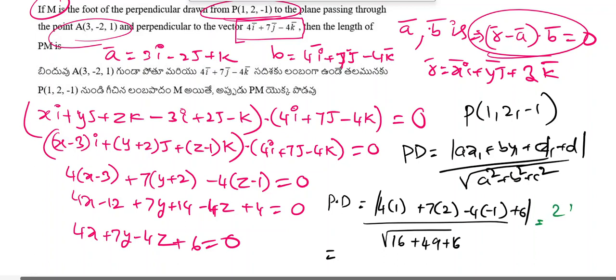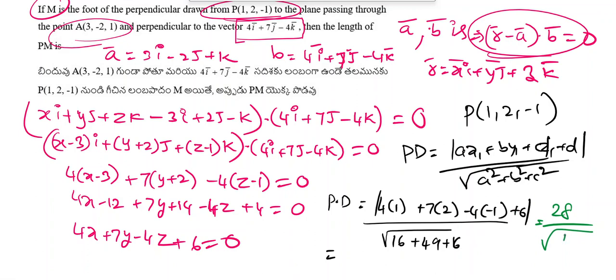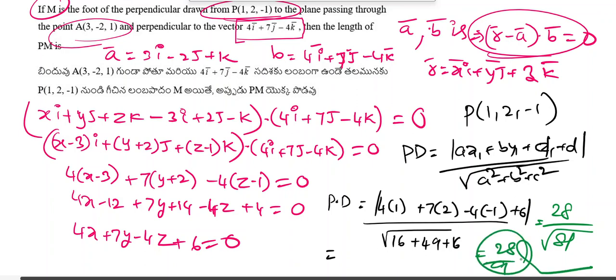This is equal to 28 by root over 49 plus 32. 49 plus 32, this is 81. Root 81 value is 9. So the final answer is 28 by 9. This is the final answer.